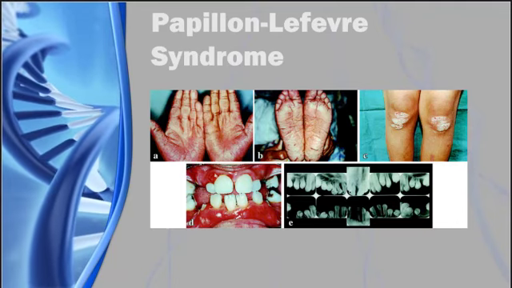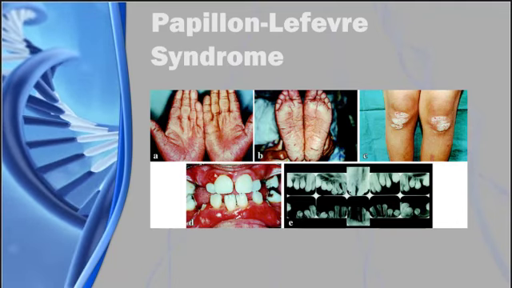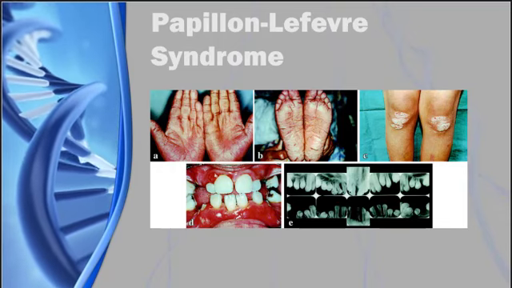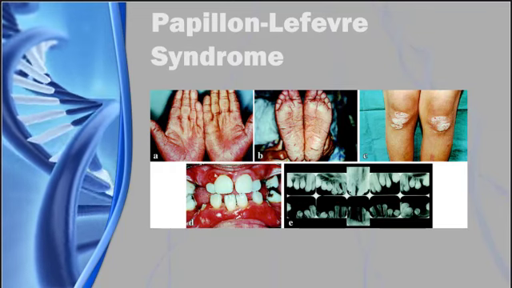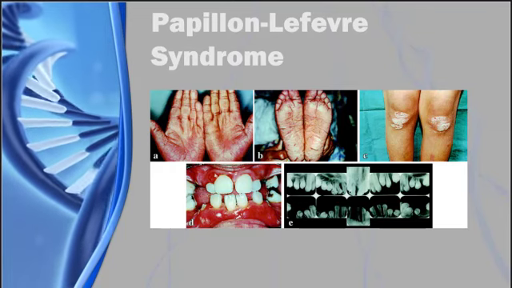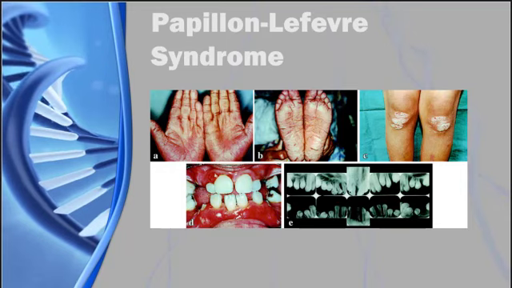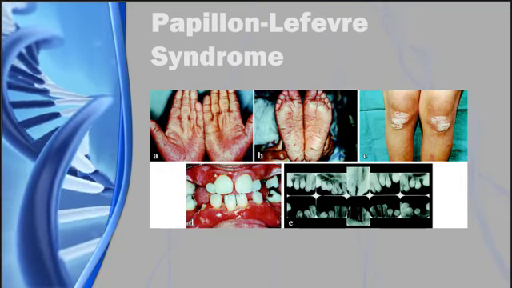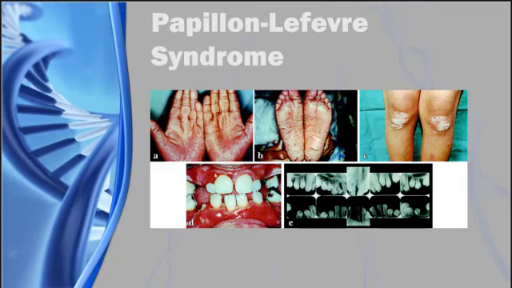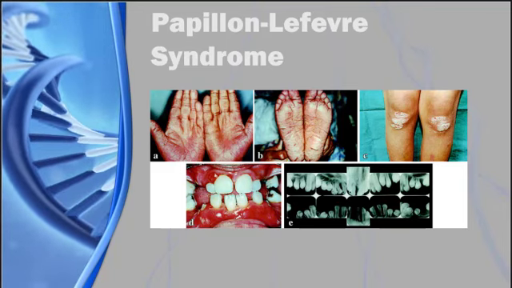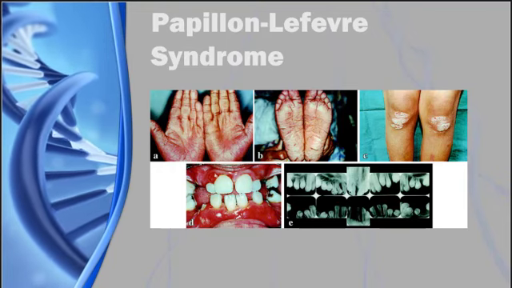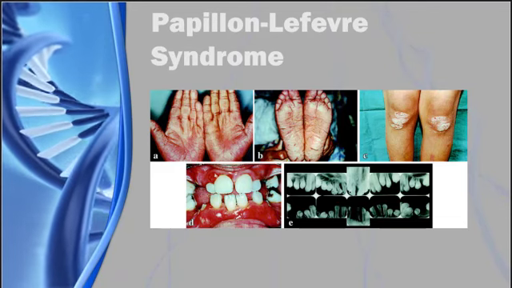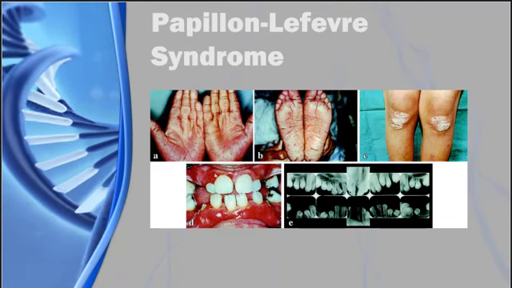Papillon-Lefevre Syndrome is a rare disorder, and it is associated also with aggressive periodontitis. This disorder causes periodontitis so progressive that they will likely lose their teeth within 2 to 3 years after eruption. In addition to that, they're going to have hyperkeratosis of the palms, knuckles, and knees, and a hyperkeratosis and fissuring on the soles and heels. They also have hyperhidrosis, which means excessive sweating.